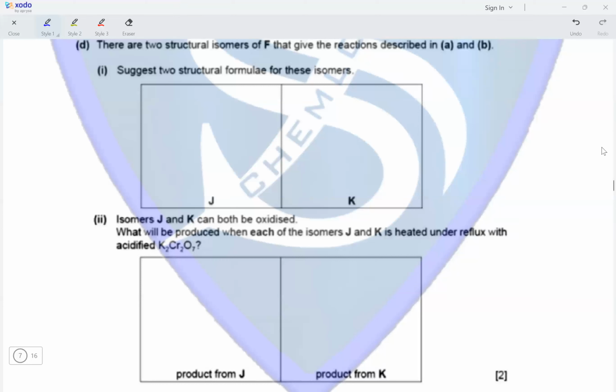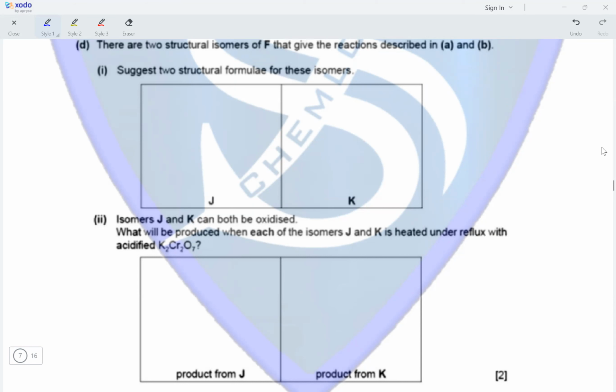There are two structural isomers of F that give the reactions described in A and B. Suggest two structural formulas for these isomers. So we have C3H6O3. We have a carboxylic group and an alcohol group present. So this alcohol group may be present on the second carbon atom or on the third carbon atom.